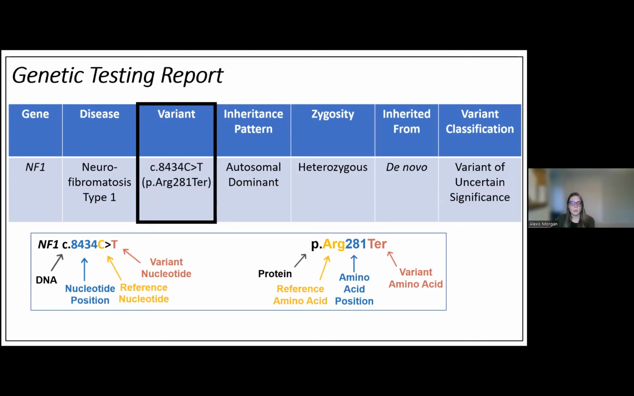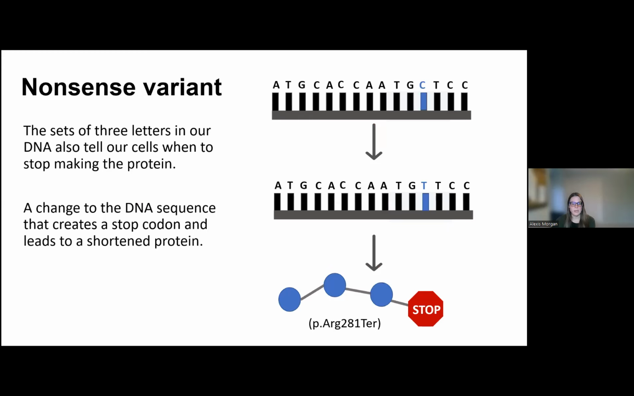The p. or protein description tells us what amino acid is typically in that position of the protein and how the protein is changed. So in the specific example on the report, this is what we call a nonsense variant. For this example, at this position, the typical nucleotide again is a C. In this individual, they have a T instead.